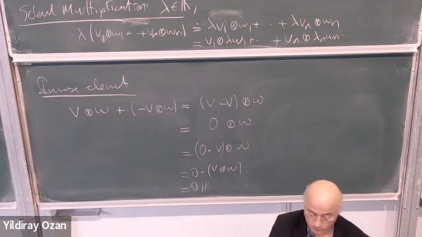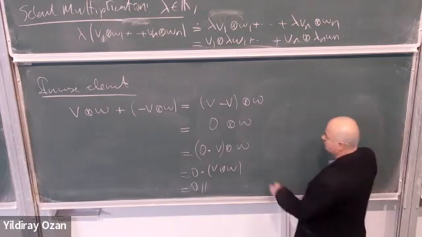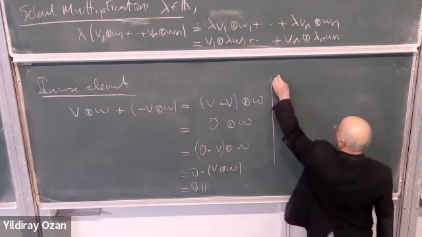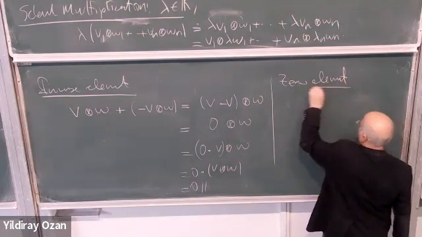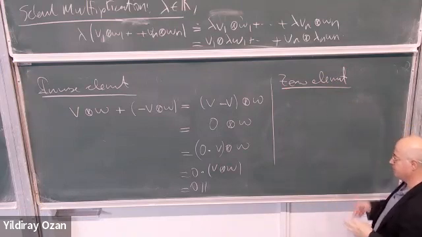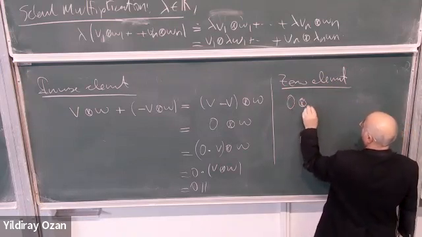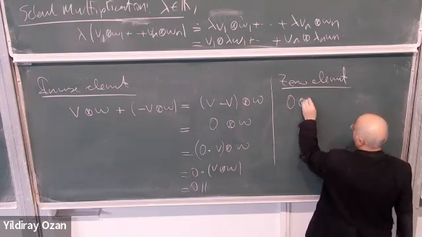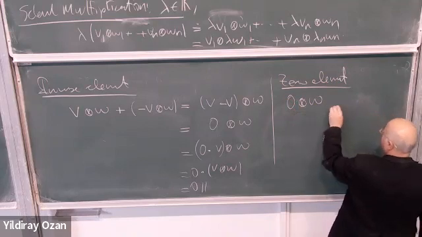Yes, a question has come in. They asked what the zero element is. Okay. Zero element. The zero element should be this: zero times W, so this is the zero element.